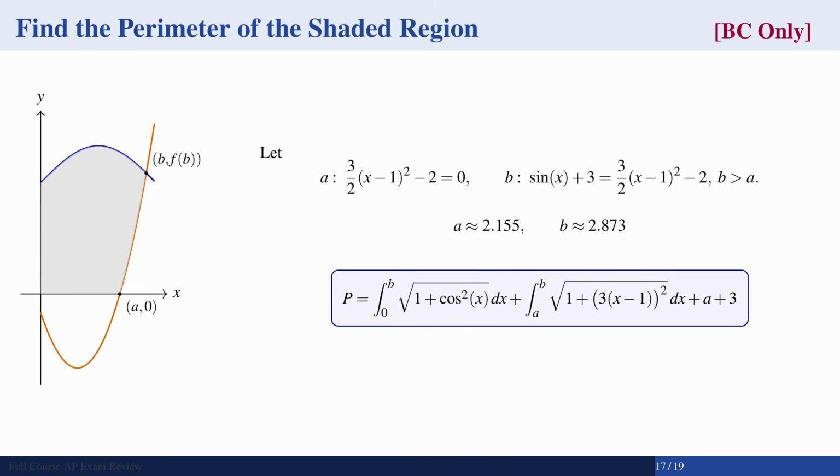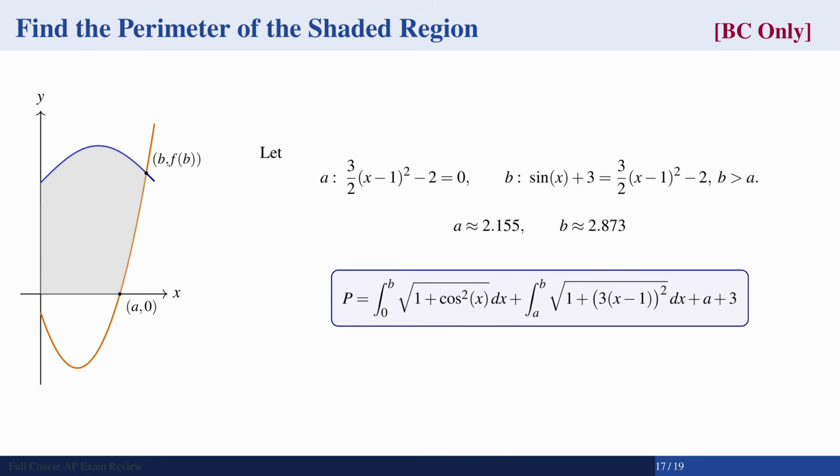Then we need to deal with the part of the quadratic that is between a and b. So that's going to be the integral from a to b, the square root of 1 plus the derivative of 3/2 quantity x minus 1 squared minus 2, which is just 3 quantity x minus 1. So we have the square root of 1 plus the quantity 3 quantity x minus 1 squared.